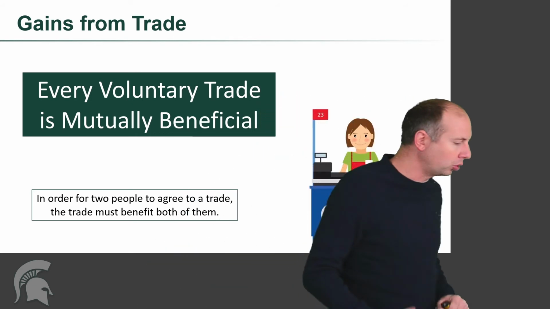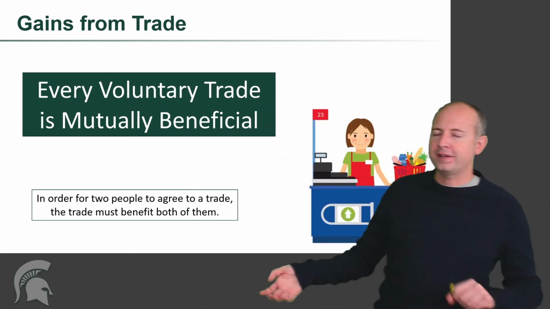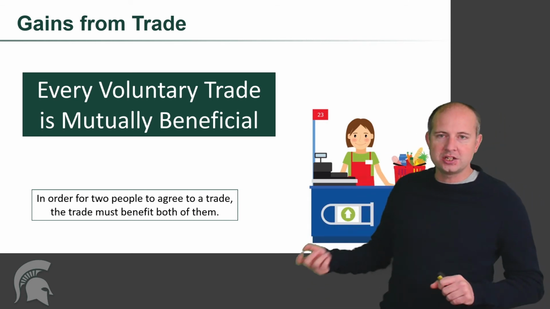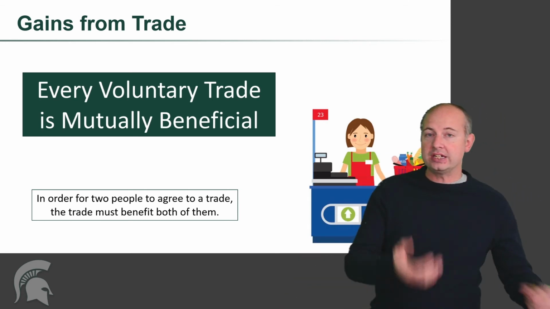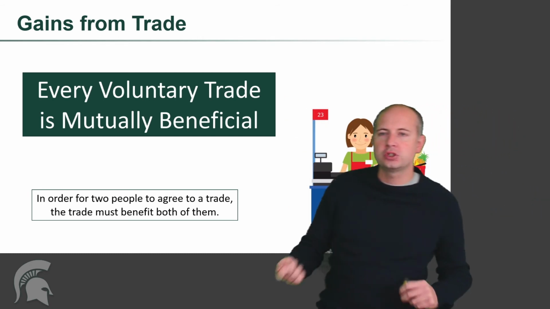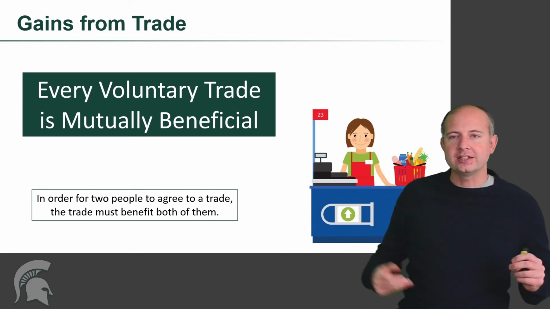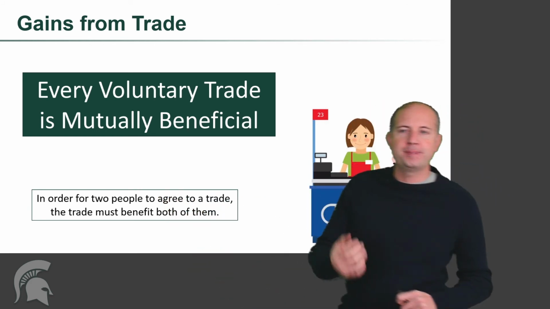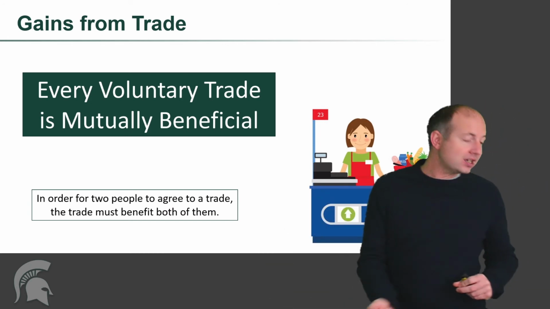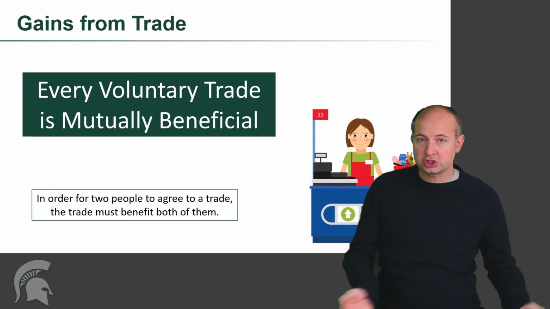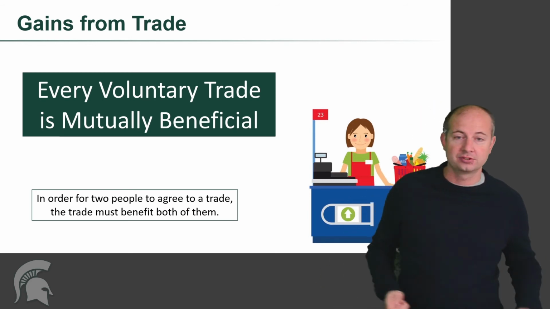The grocery store has benefited because they've gotten paid. You have benefited because you've taken your money and turned it into groceries, and you need groceries. So both of you are made better off. Every voluntary trade is mutually beneficial. We know this because in order for two people to agree to a trade, the trade must benefit both of them, right? So if you didn't think you were going to be made better off by groceries, you just wouldn't go buy them, right? You would go shop somewhere else or buy something else instead of those groceries.